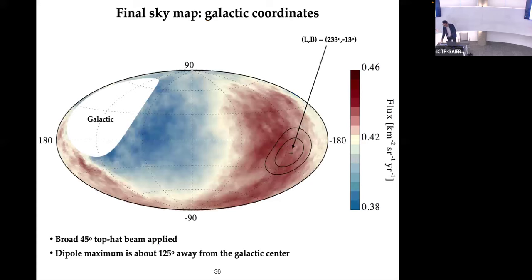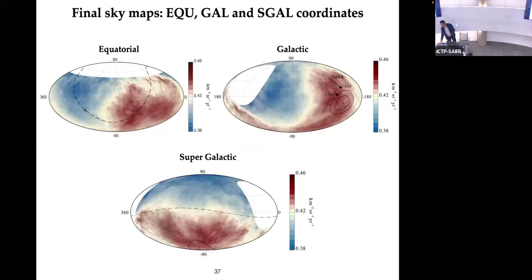Oh, I ran out of time. I'm finishing. Sorry. This is just the same map, but in equatorial, galactic, and supergalactic coordinates. If you look at the local matter distribution, you realize that most of the structure in the local universe lies close to a structure called the supergalactic plane. It's a local feature that we call the supergalactic plane.